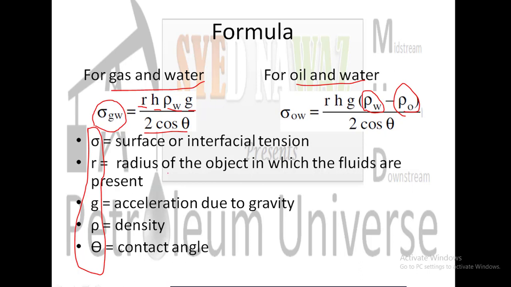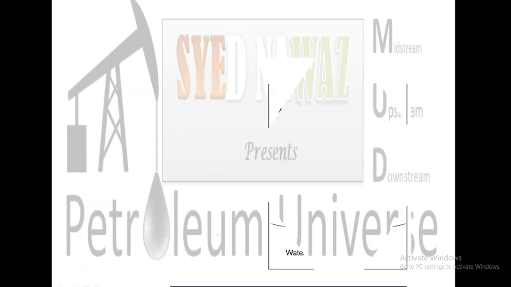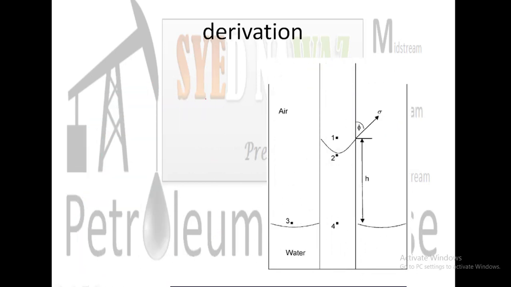These are just the notations I wrote over here. Okay, so here radius is represented in centimeters, acceleration is in grams per second square, and density is in lb per feet cube, or you can consider other units, and contact angle is in degrees. Okay, so now let us see the derivation.